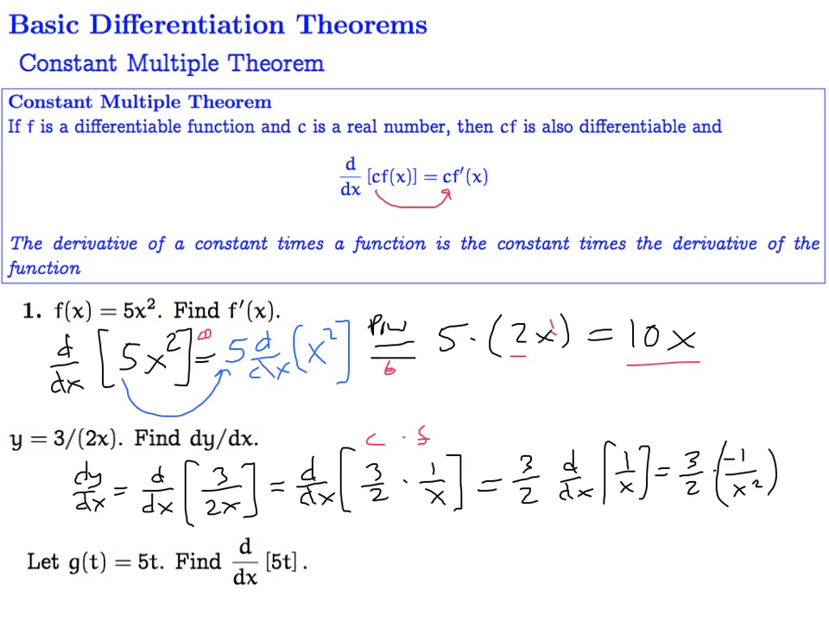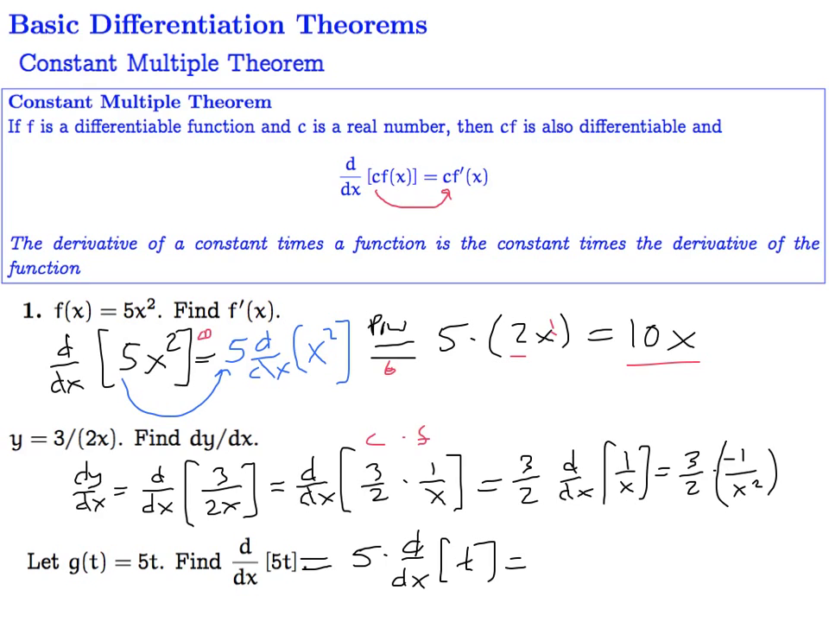So hopefully you've thought about it a little bit. You look at this thing and you say, hey, that's not so bad. We've just got a constant out here, so we can just pull that constant out. So let's see, we can write this derivative now as 5 times the derivative of t. And then, well, what's the derivative of t?